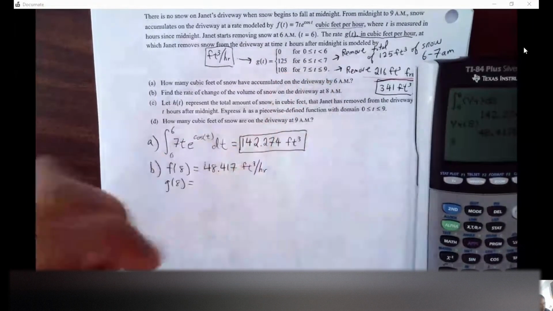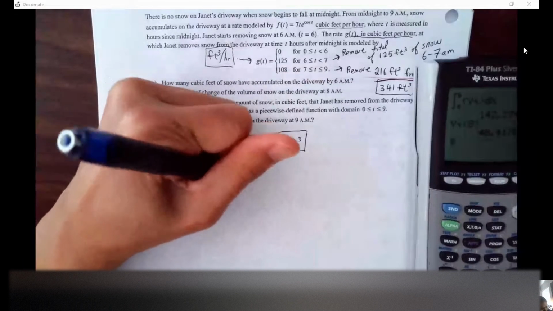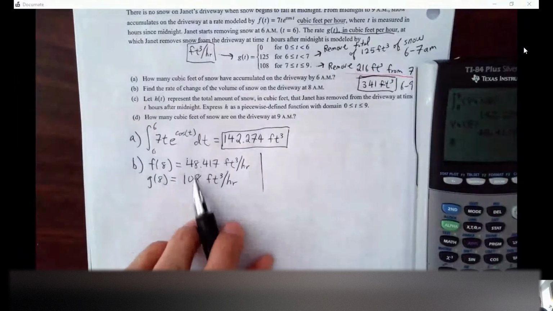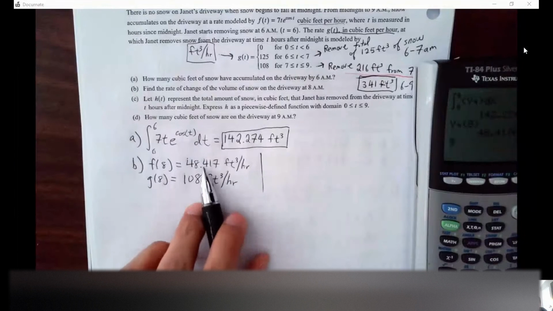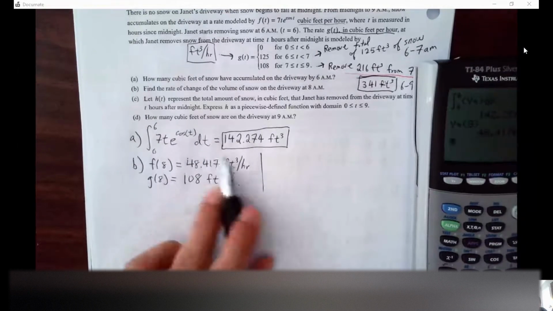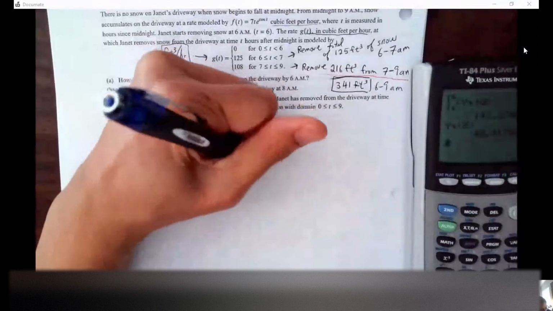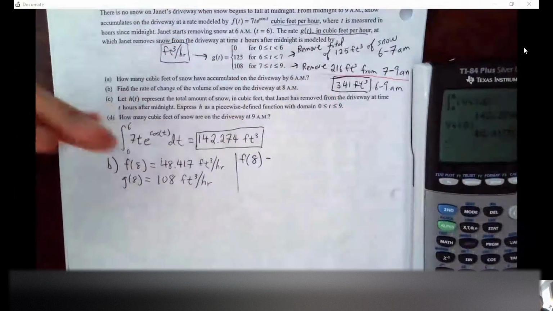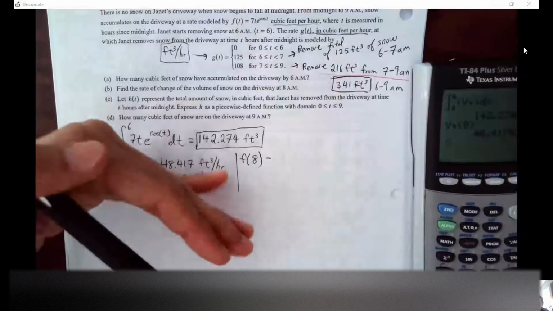Right, 8, this time interval here. And we can tell that g of 8 is greater than f of 8, so we know that more snow is being removed than the rate that is falling. So we know overall the volume is going to be decreasing. All right, so we can say the amount of snow on the driveway is dependent on how much is coming down versus how much is being removed. And if we get a positive value, we know there's more snow being added to the driveway. But if it's a negative, we know there's more snow being removed from the driveway, that the volume is decreasing. So f of 8 minus g of 8 is going to give us a negative value.